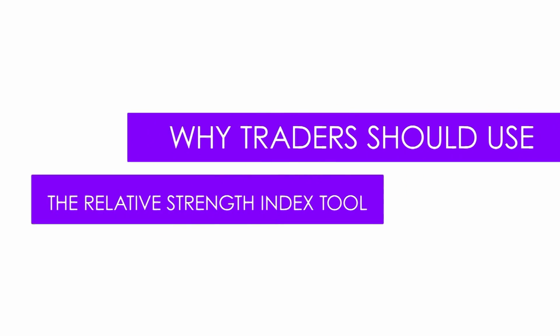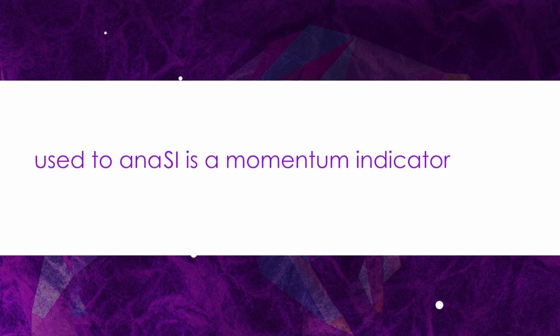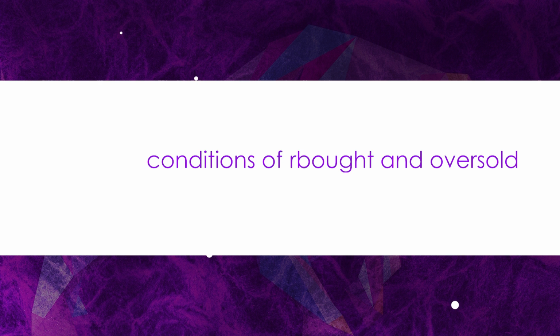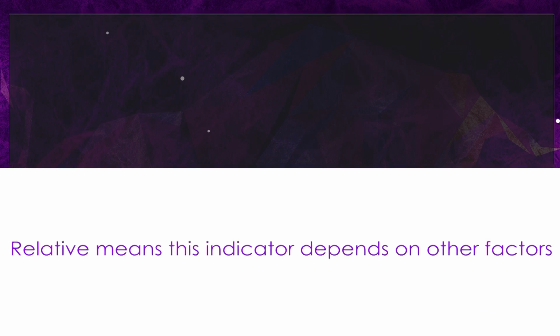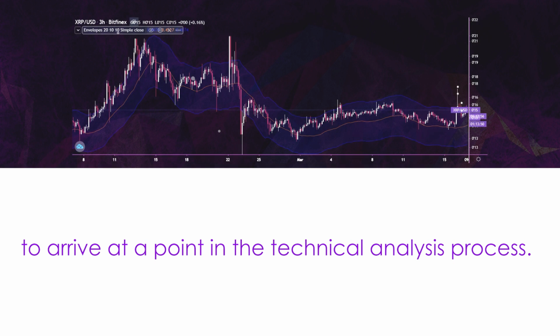Why traders should use the Relative Strength Index tool. The RSI is a momentum indicator used to analyze the overbought and oversold conditions of a given stock. Relative means this indicator depends on other factors to arrive at a point in the technical analysis process.